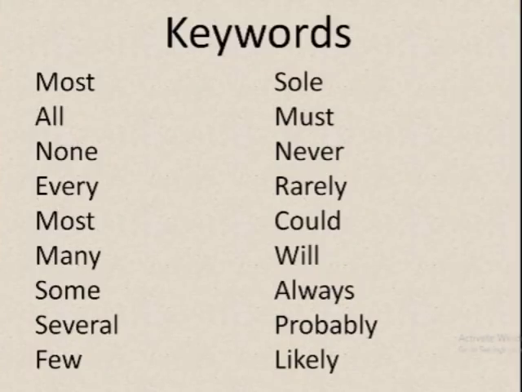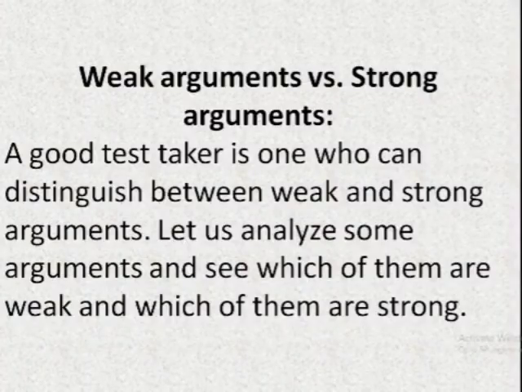Now in critical reasoning, these are some of the most important keywords that one should notice when reading the text: most, all, none, every, most, many, some, several, few, sole, must, never, rarely, could, will, always, probably, likely. Remember, this is not an exhaustive list, but these are the ones that you will encounter most. A good test taker is one who can distinguish between weak and strong arguments.